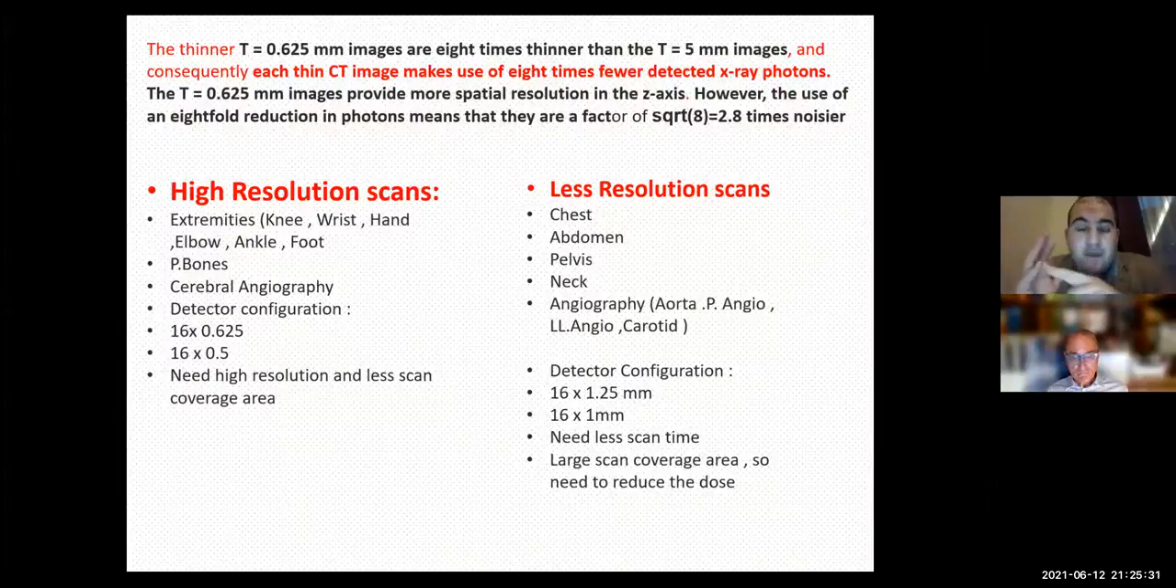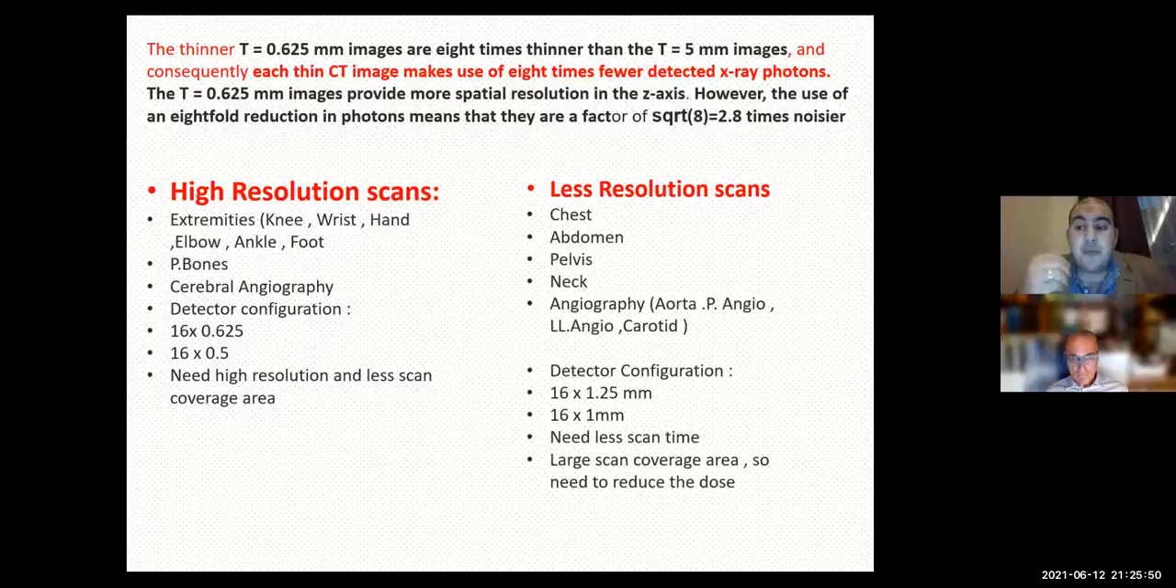Okay, so also for milliampere modulation. If I want to scan for CT brain, I use the milliampere modulation technique, but no benefit because of the constant contour of the patient. So no need to use milliampere modulation for it.